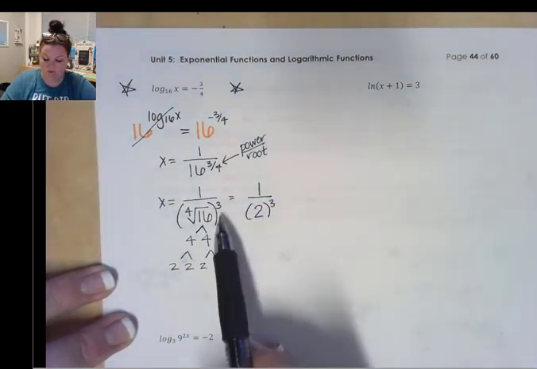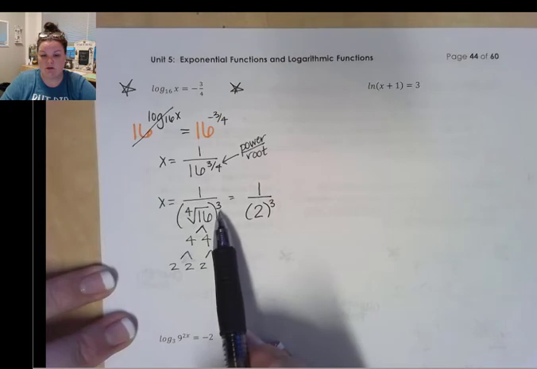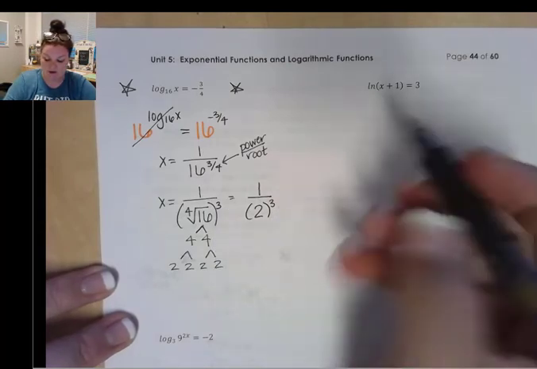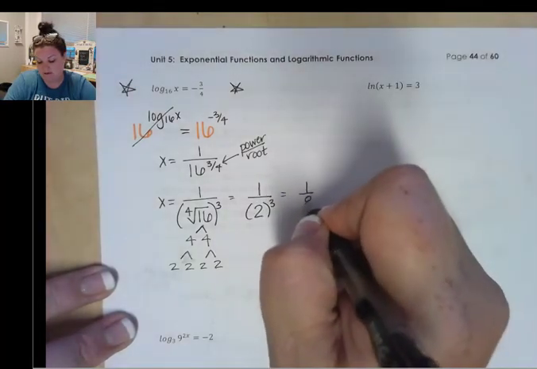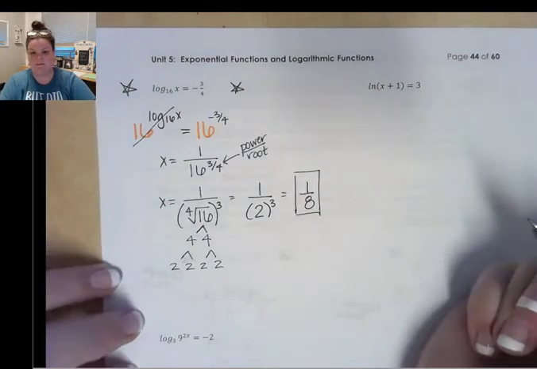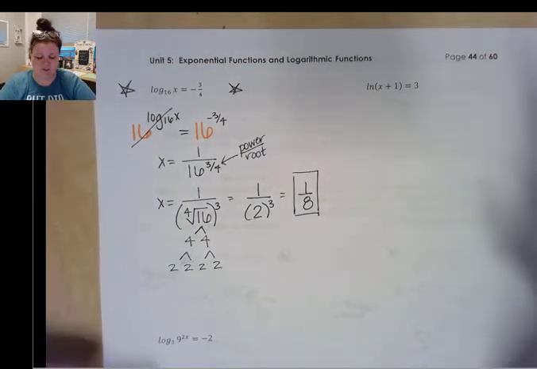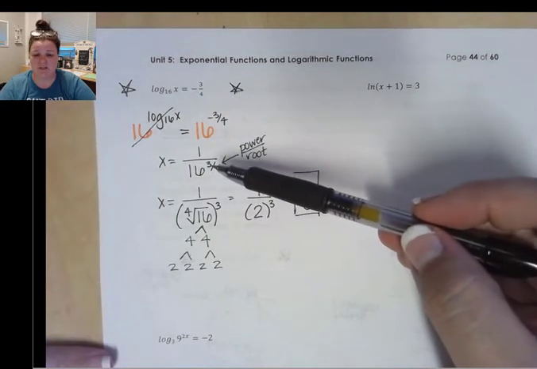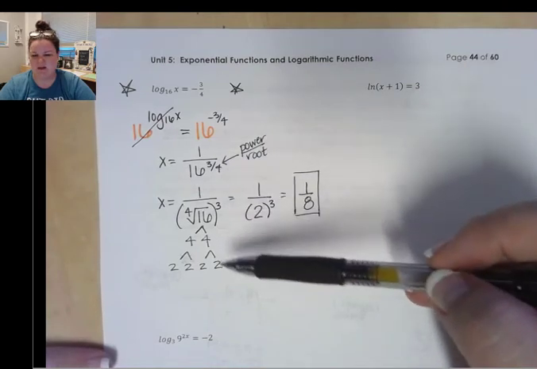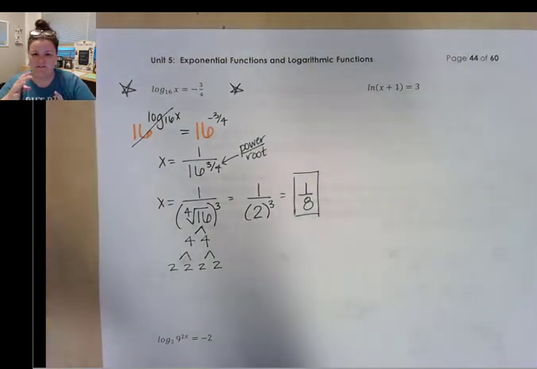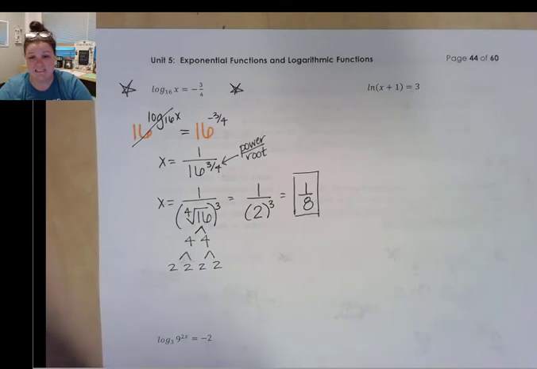But then remember, it was raised to the third power. So now I have to raise that to the third power. So I get 1/8. Okay. So this was an example of super easy to convert to exponential form, but then maybe a little bit of extra work to finagle it to get our actual answer once it's in exponential form. Okay. All right, let me look at 2 more.